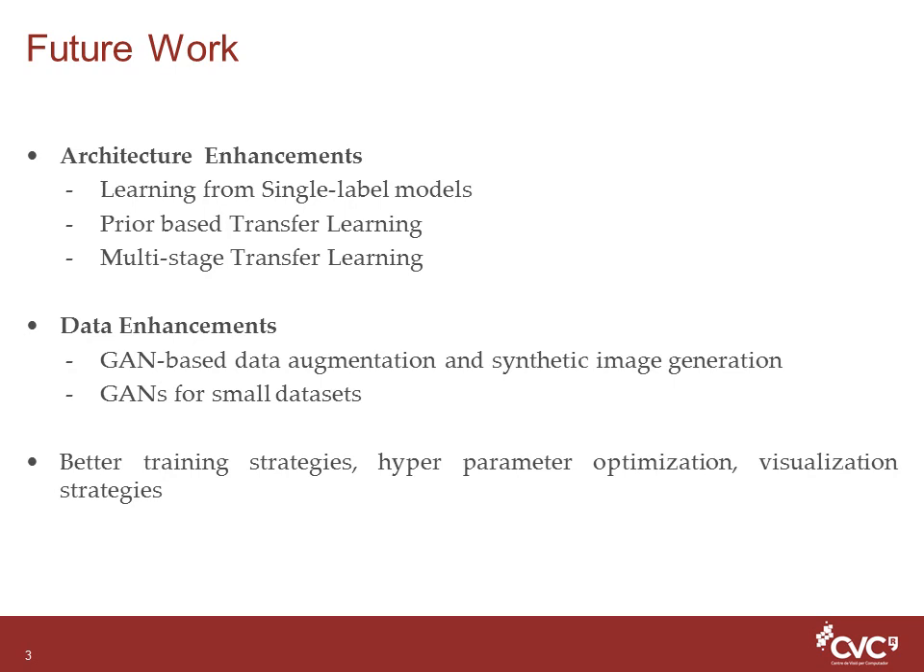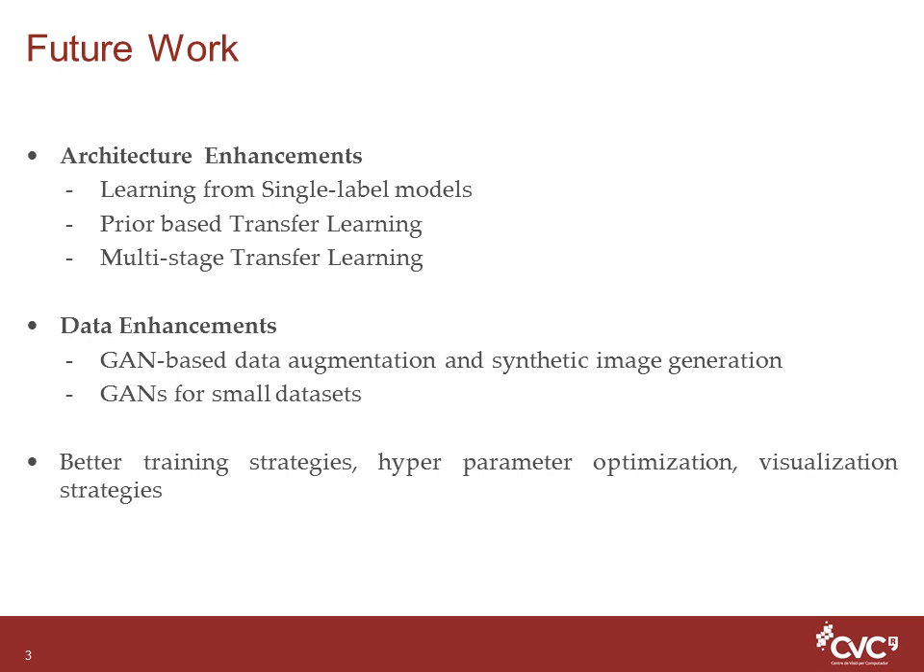With regards to the future work, there are two possible directions currently being explored. One is on the architecture front and another is on the data front. Single label recognition is a pretty simpler task in comparison with multi-label recognition. Currently, we are exploring ways to use this single label recognition knowledge in multi-label recognition tasks. Multi-stage transfer learning and also transfer learning based on prior knowledge are some of the interesting works that seem a potential direction to work on.